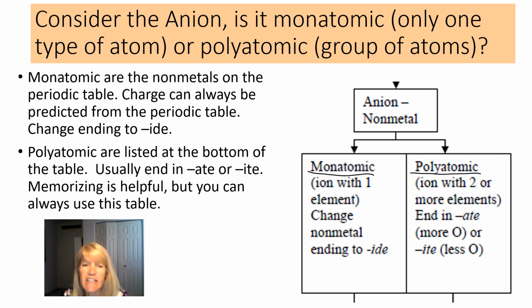They usually end in -ate or -ite. You don't have to memorize these. You'll have them with you on the periodic table always, but it's helpful to be very familiar with these words, okay? So the monoatomics are going to end in "ide," and the polyatomics usually end in -ate or -ite. So let's look at those a little more.